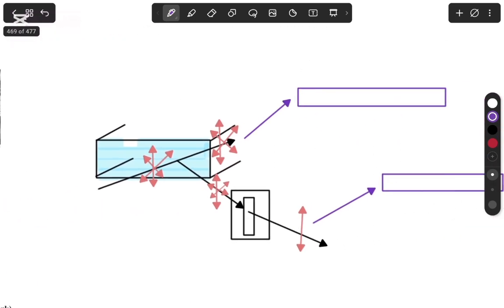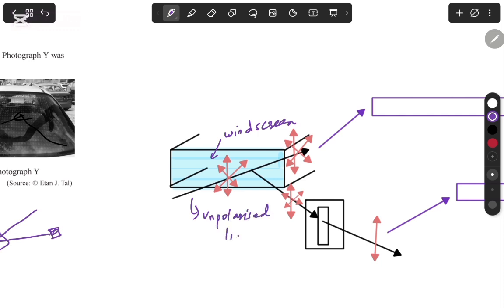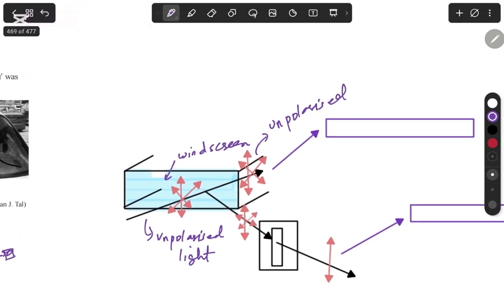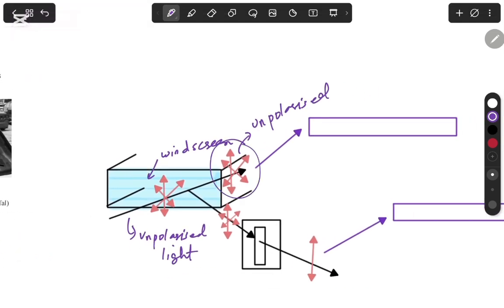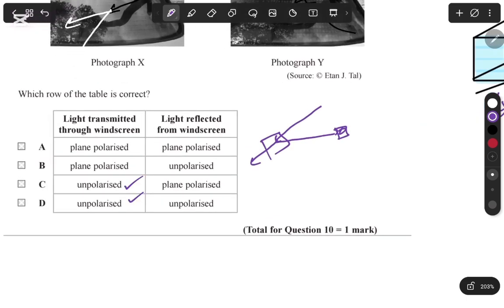So I've drawn a small diagram here to help you understand. So we can see that this is going to be my windscreen, and then this is my unpolarized light that comes from the sun. And when the light is transmitted through, it's going to remain unchanged. So it's going to remain unpolarized. Okay. So this light has oscillations in all directions. It's unpolarized, so it can either be C or D.